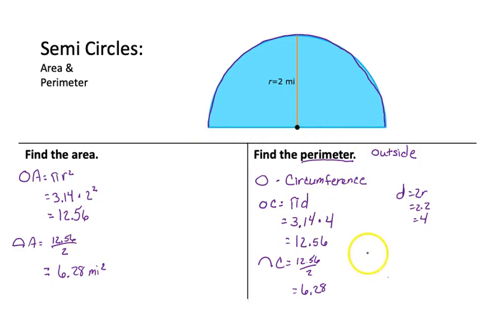So my perimeter is going to equal the 6.28. But I need to add this straight line. And this straight line here, we've decided the diameter is a total of 4. So I'm going to add 4. And my perimeter will be 10 and 28 hundredths of a mile. So when you're thinking about perimeter, you use circumference to find the circle part or the arched part. But then you also have to add back on whatever straight lines you have. And in a semicircle, the straight line is the diameter.